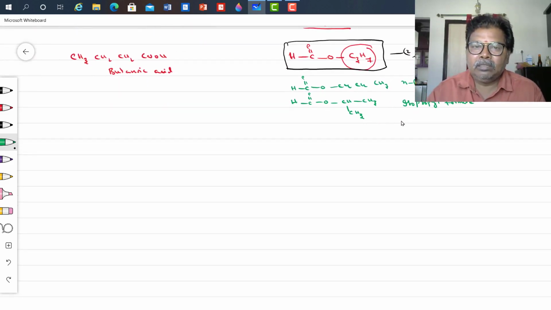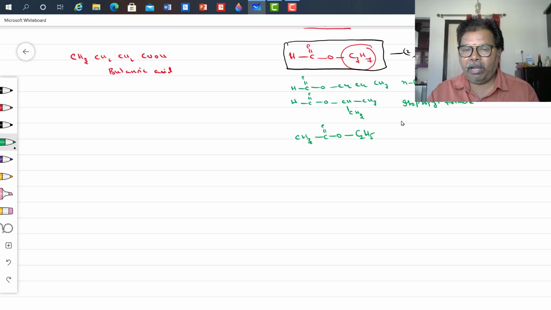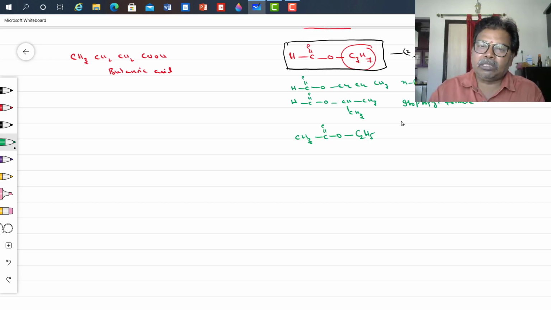Next, I am going to increase one more carbon atom in the acid group. So I am taking CH3, C double bond O, O. So I am taking the acetate group now. I tried with formate. Now I am trying with acetate. So 2 carbons I wrote. So how many carbon atoms remain in the alkyl group? 2 carbon atoms. How many ethyl groups do we have? Only 1. So therefore this is ethyl acetate.